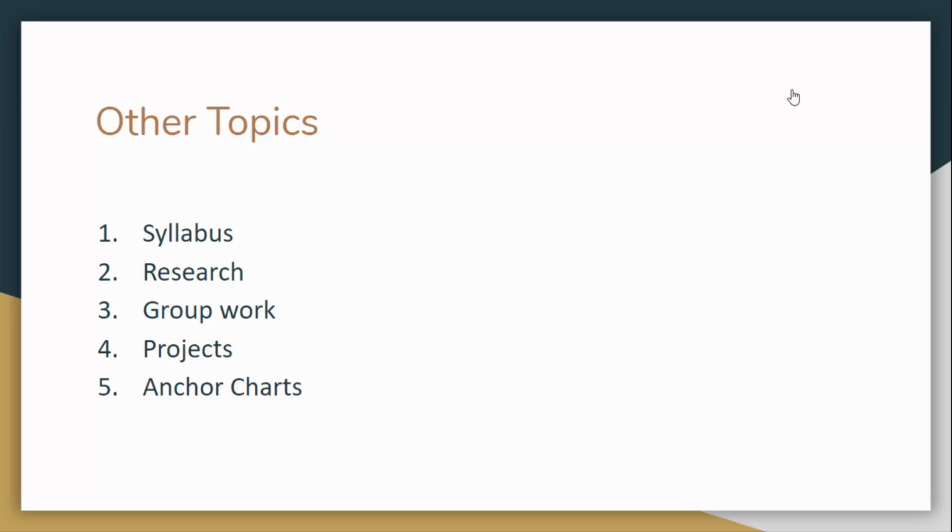Of course, any kind of research that you want them always to look back on, so any strategies, graphic organizers could work. And of course, group work is an easy thing to do, and I'll show you that in mine.